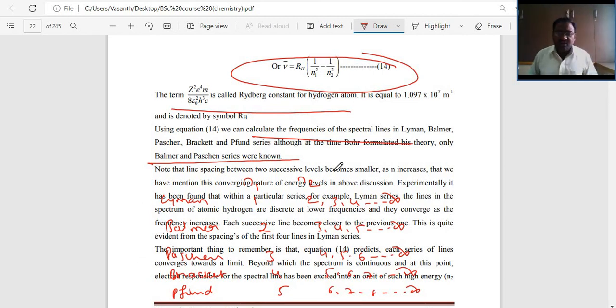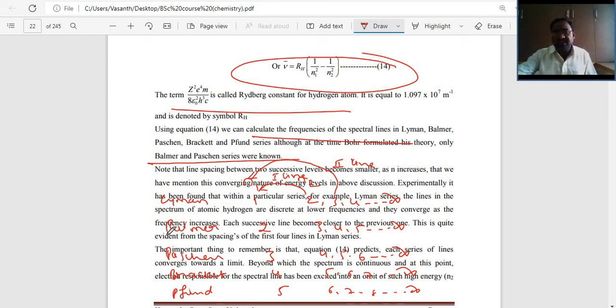When the electron jumps from n2 to n1 is equal to 1, that is the first line of the Lyman series. Suppose the electron jumps from energy level 3 to energy level 1, that is the second line of the Lyman series.